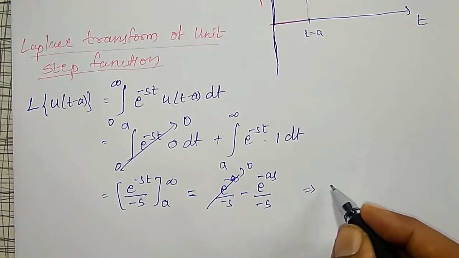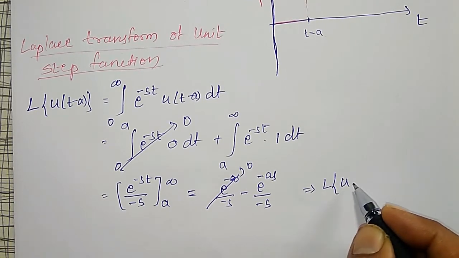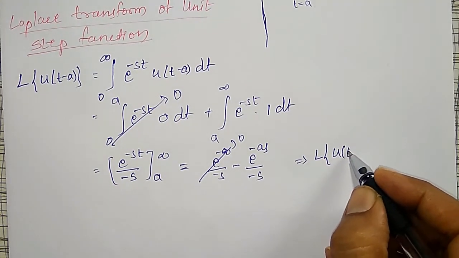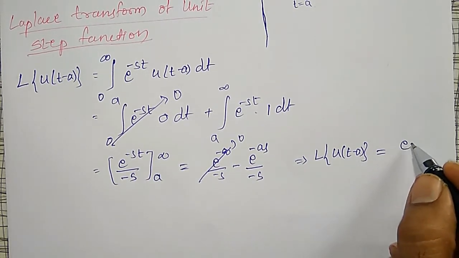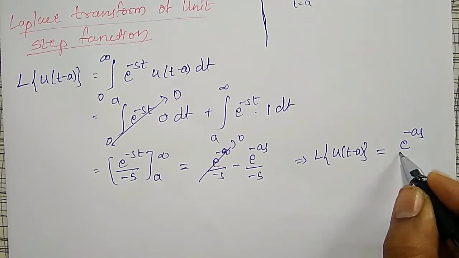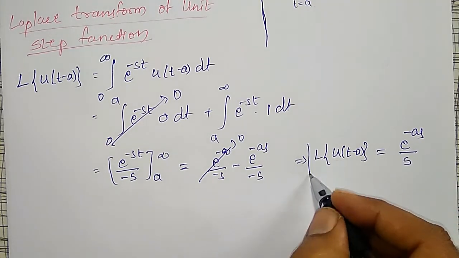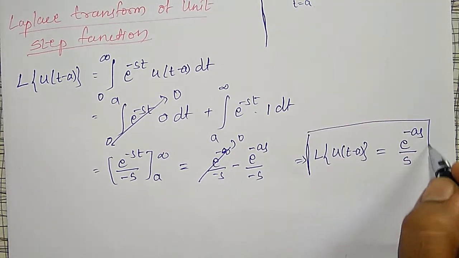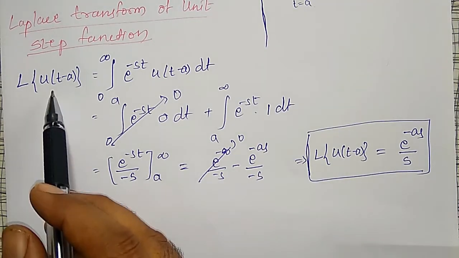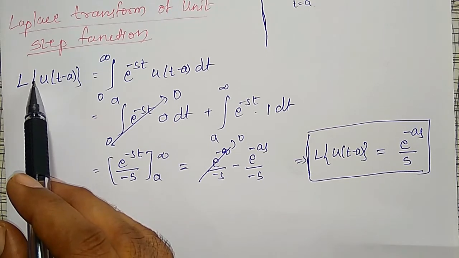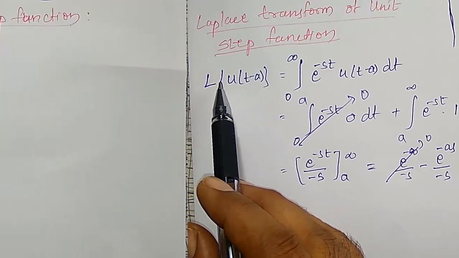Therefore, the Laplace transform of u of t minus a is equal to e to the power minus as divided by s. This is the Laplace transform of a unit step function. Sometimes the unit step function is multiplied by some function. Then how to find its Laplace transform?